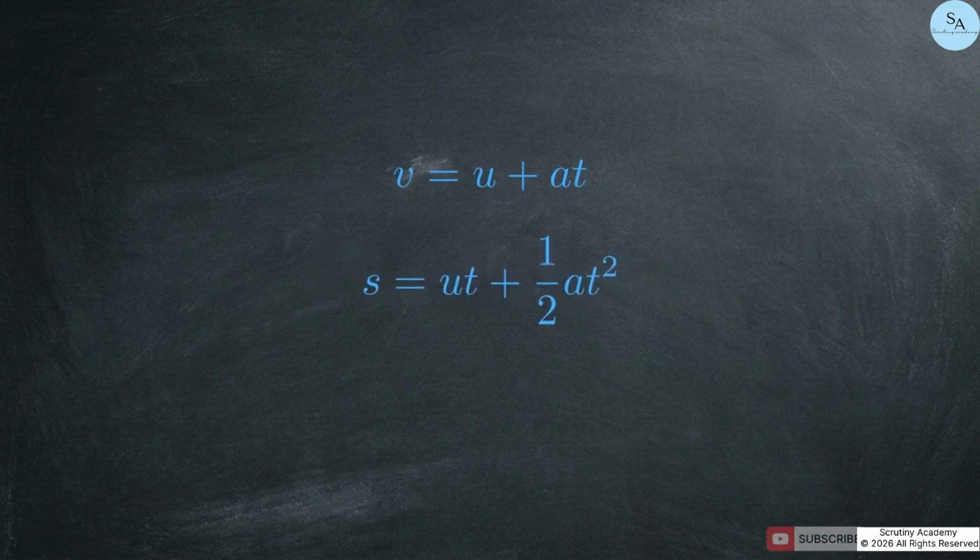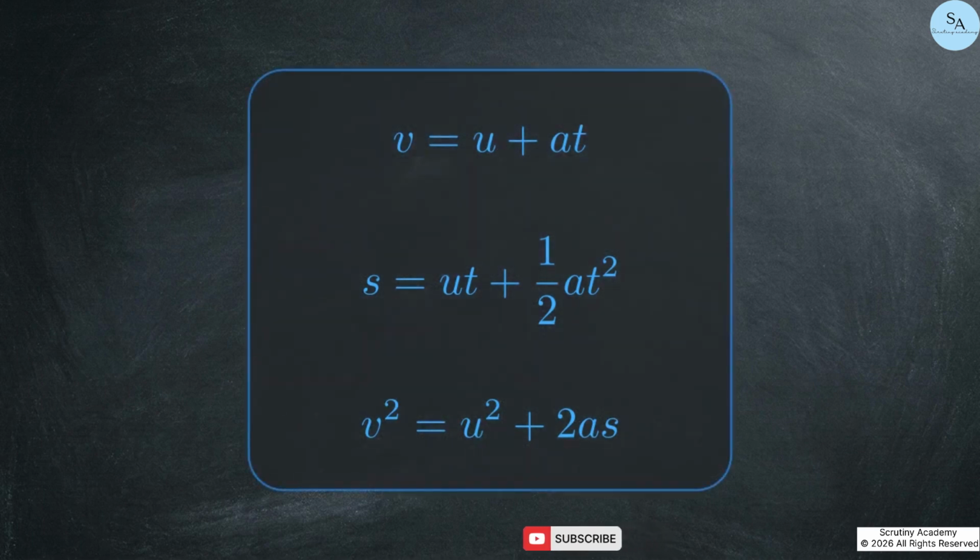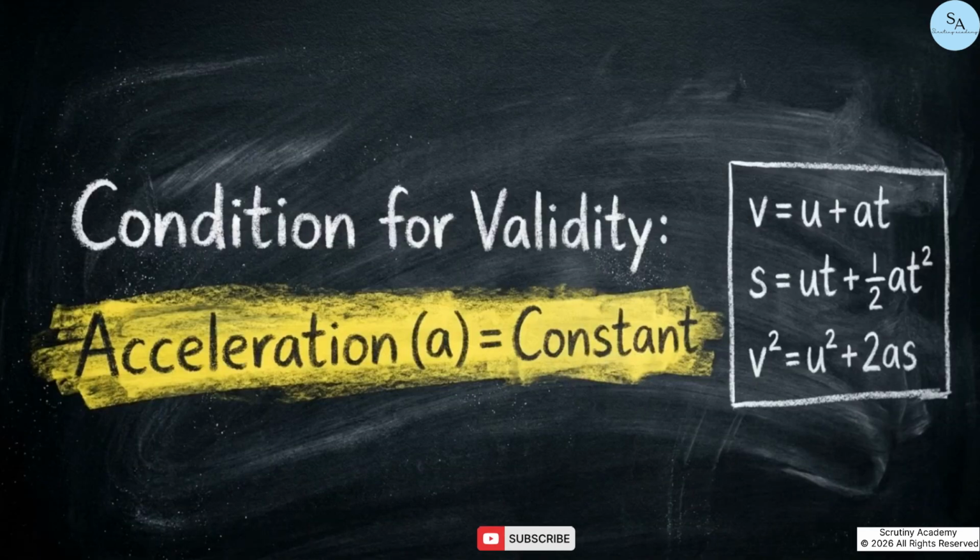Following that exact same mathematical logic gives us the rest of the set. Integrating again yields the formula for displacement, and combining them provides a third equation to find final velocity squared when time isn't known. There is a catch.